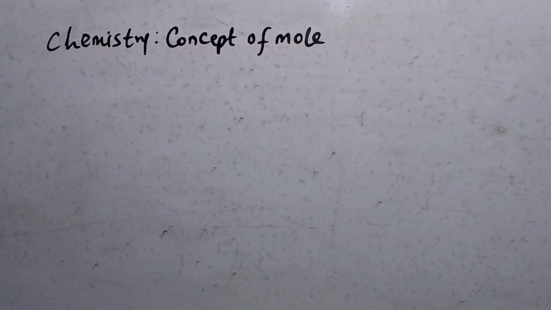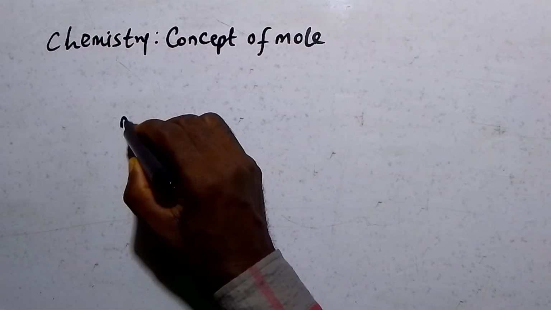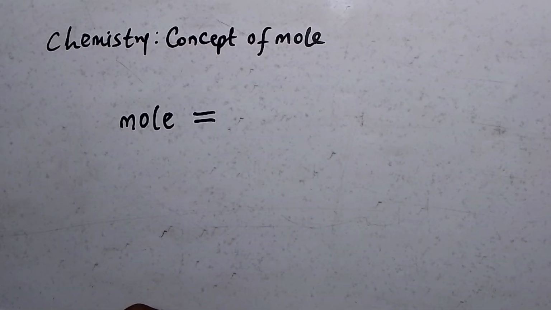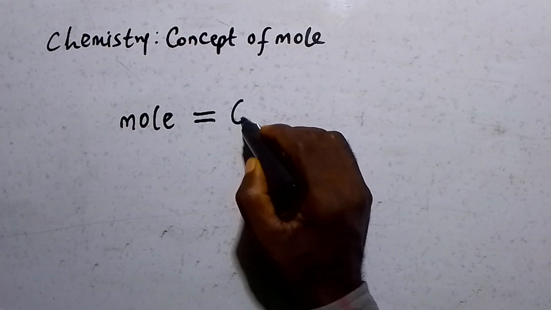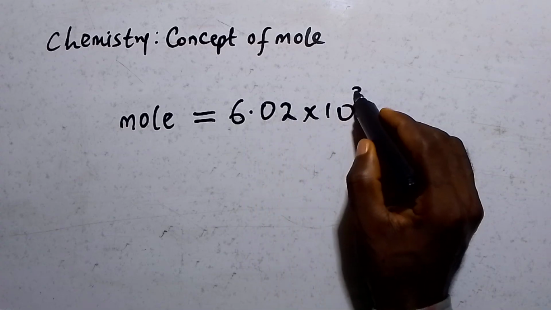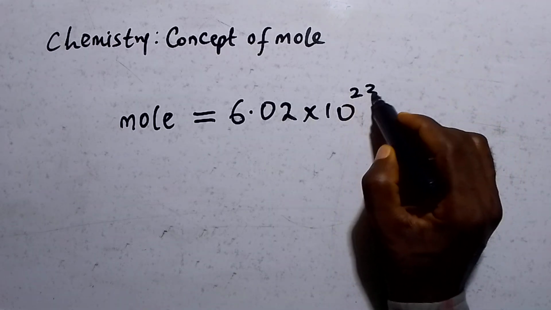Let's talk about this word mole in chemistry. Mole is a concept. Concept means an idea. All right, so let's look at it. What is mole? Mole is actually a number. It's a particular number, which is what? 6.02 times 10 raised to the exponent of 23.